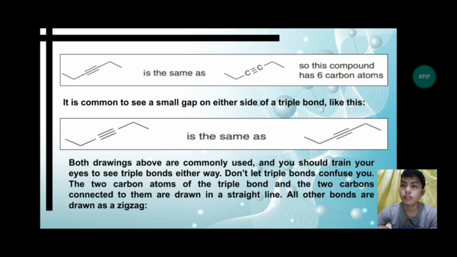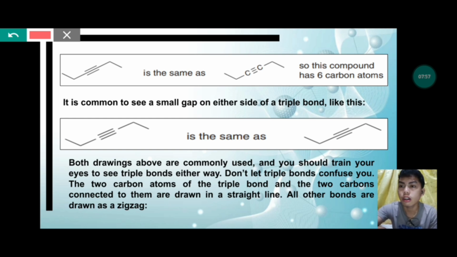As you can see in the picture below, the left side compound has a small gap on the sides of the triple bond. In that small gap, we can count the carbon on it. So it is the same as the compound on the right side. If you want to clarify that it has 6 carbon atoms, we will check it.